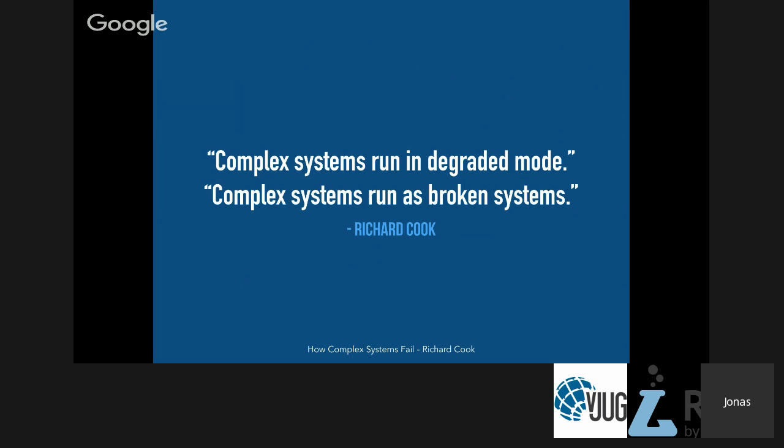So the essence is really that in a non-trivial complex system, like most software systems actually, something is always failing somewhere. They always run in degraded mode. They're always, by definition, broken. Okay, so we really need to fully embrace failure, as I said.